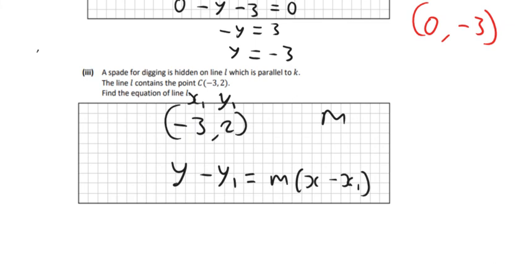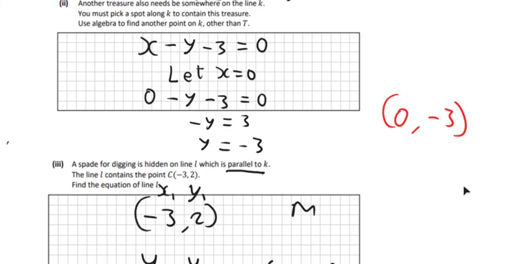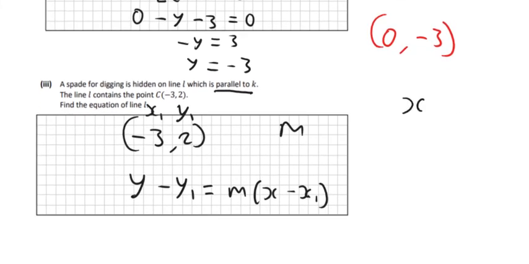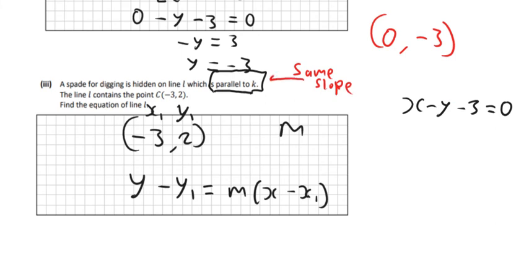It tells us that it's parallel to k. The line k is this line up here from the last part, x minus y minus 3 equals 0. Because it's parallel, that means it has the same slope. You have to know that parallel lines on a graph will have the same slope. So if we knew what the slope of this line is, then it's going to be the same as the one that we're going to plot.